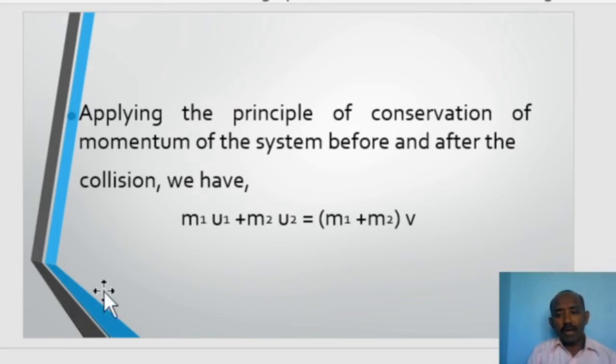So m1 u1 is the momentum of the first particle, and m2 u2 is the momentum of the second particle. Before the collision we take the sum of these two bodies. After the collision it becomes one body, so the mass of that body is m1 plus m2 and its velocity is v. Both u1 and u2 get converted into the velocity v.